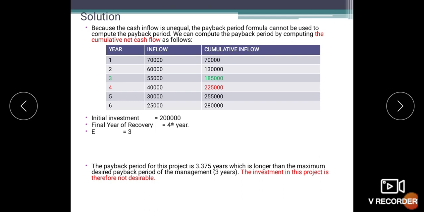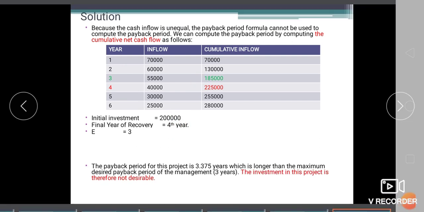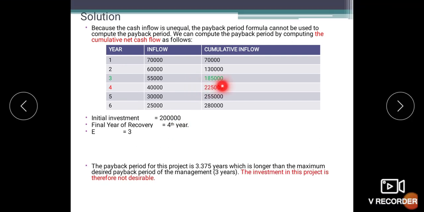Now B is the balance amount that should be recovered. We know that the amount that should be recovered is 2 lakh. In the third year, 1,85,000 is recovered. So the balance amount to be recovered, B, is 2 lakh minus 1,85,000, which is equal to 15,000. And C is the cash inflow in the final year of recovery. The final year of recovery is the fourth year and the cash inflow is 40,000. So C is 40,000. Now we have all the information for the calculation of the payback period.